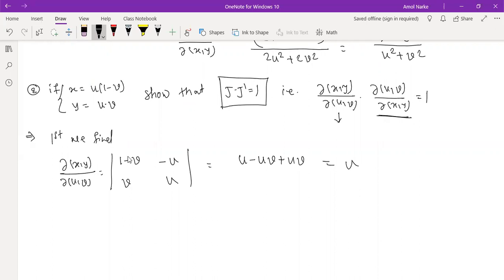So for the implicit function, we should have a function. So I find a function. Here I write down my f1 is equal to x minus u into 1 minus v. Can someone tell me what is my f2?